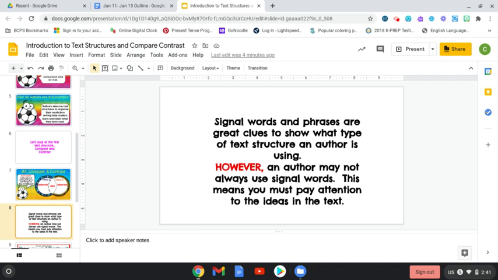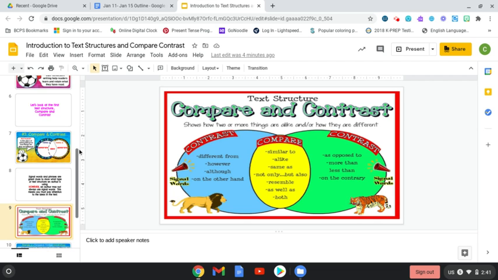Okay, so here's some compare and contrast signal words that you might see in a piece of writing or a text. For contrast, you might see different from, however, although, or on the other hand. You also might see on the other side, as opposed to, more than, less than, or on the contrary. For comparing, so how they're alike, you might see similar to, alike, same as, not only, but also, resemble, as well as, and both.